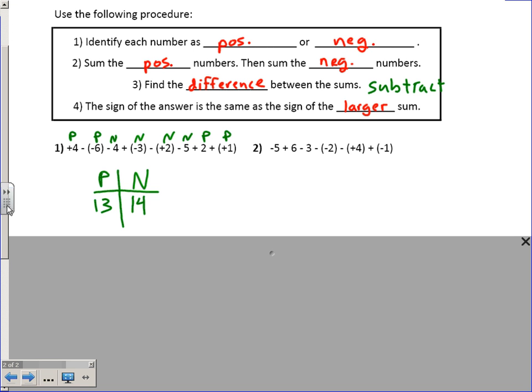So now we have 13 and 14. We need to find the difference. We need to subtract these two. We get 1. And we keep the sign of the larger sum, which was negative. So our answer is negative 1. Okay, you're going to do 2 on your own. So we'll check that tomorrow.